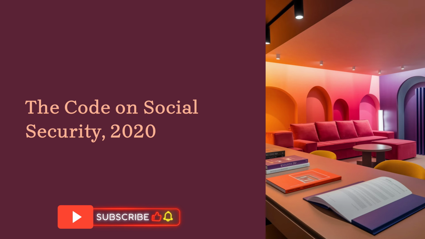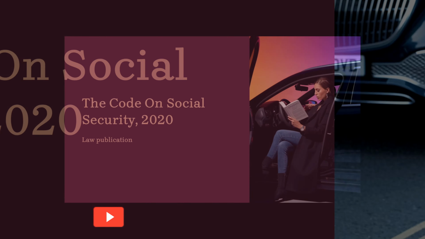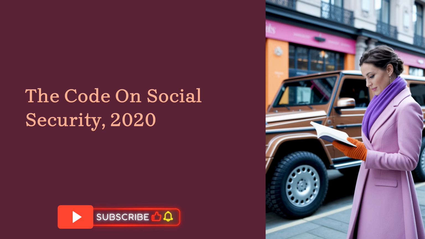Chapter 7. Employees' Compensation. 51. What is employees' compensation? Answer: payment to employees or their dependents for injury, disability, or death from work-related incidents. 52. Who pays compensation? Answer: the employer, regardless of fault, if the injury occurs during employment.